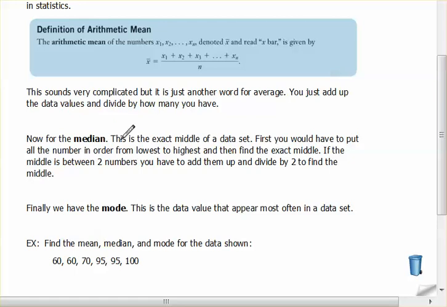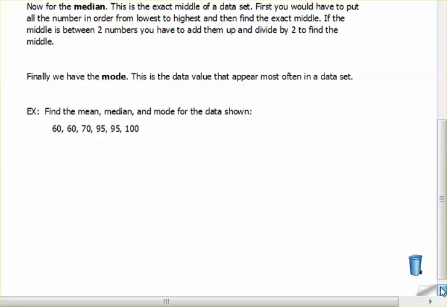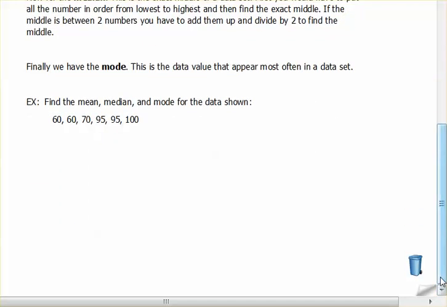And then finally we have the mode. The mode is the data value that appears most often in a data set. So let me show you how this works. We have an example here that says find the mean, the median, and the mode for the data shown.